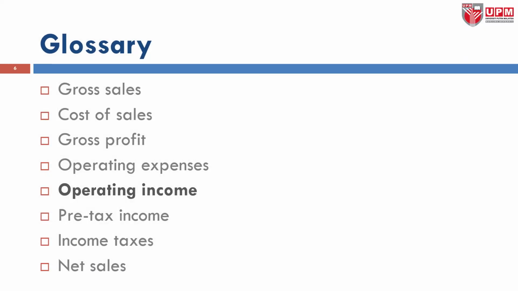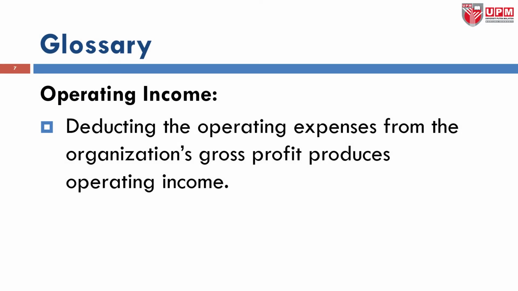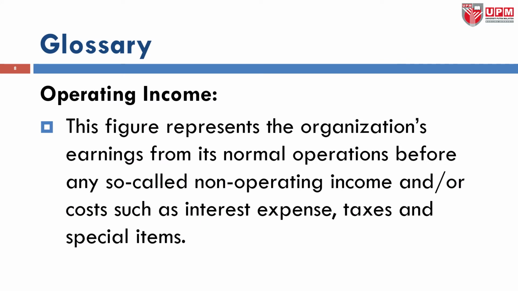The next one is operating income. Deducting the operating expenses from the organization's gross profit produces the operating income. So this figure, the operating income, represents the organization's earnings from its normal operations before any so-called non-operating income and/or costs such as interest expenses, taxes, and special items.